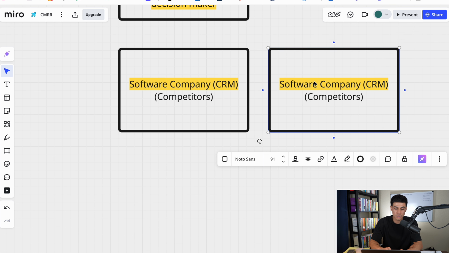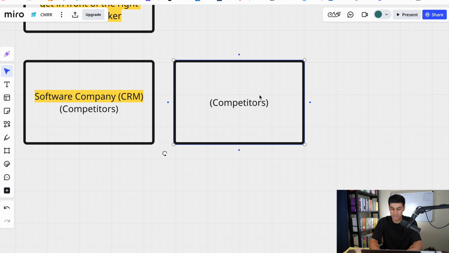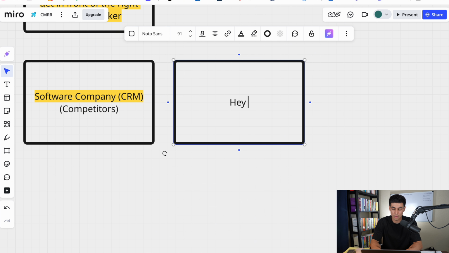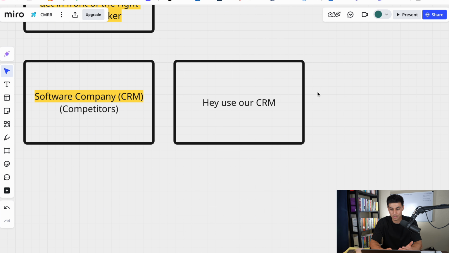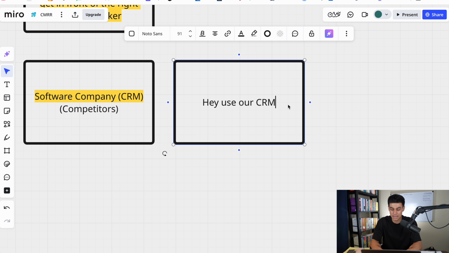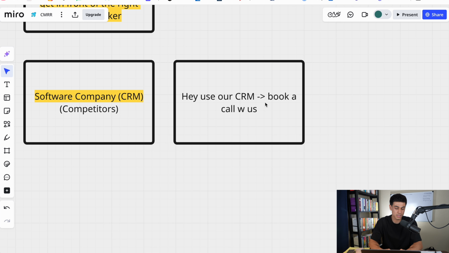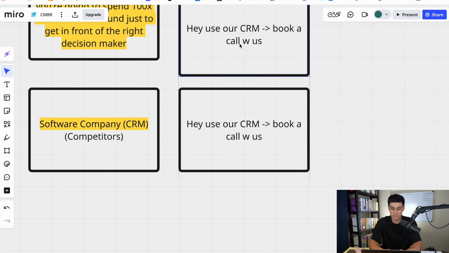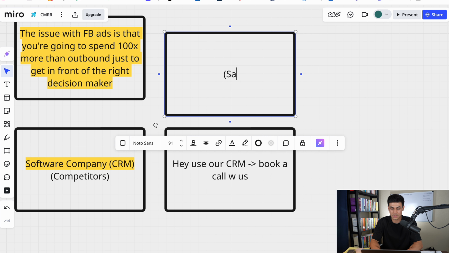So if we're outreaching on behalf of the software company and we're saying, hey, use our CRM, basically, we're not using this language, obviously. We're just saying, hey, use our CRM. And the objective here is to book a call. So just book a call with us. In this outreach message, we are referring to their competitors. So we're saying, saw you were using XYZ CRM.